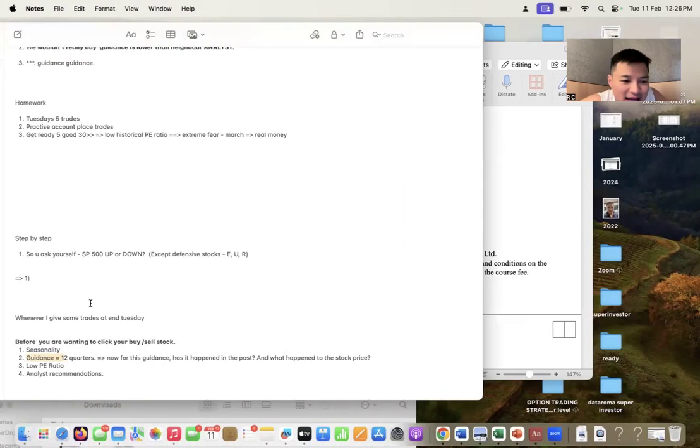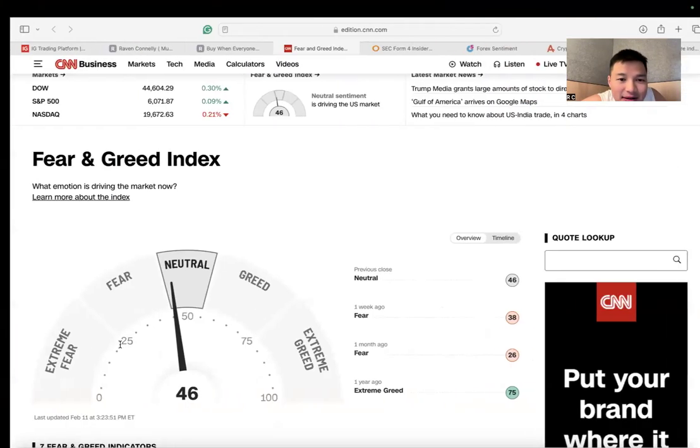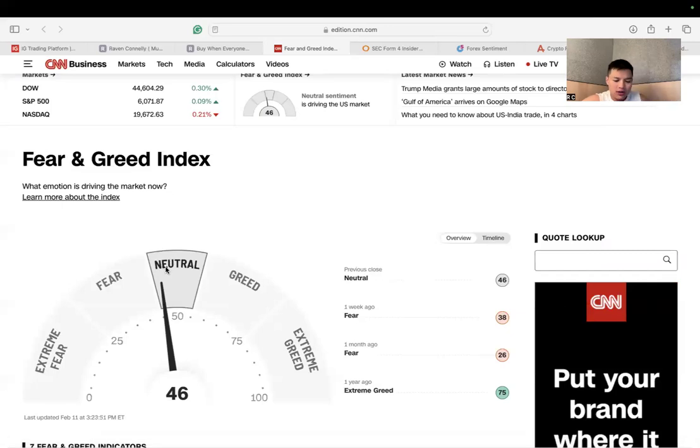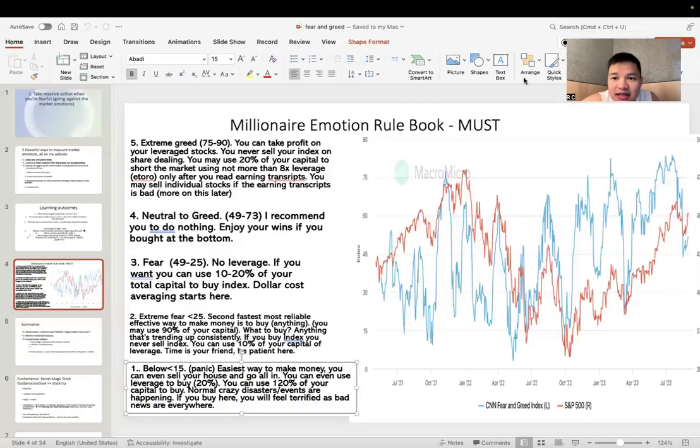Let me continue. Where am I? Yep, neutral stage. So extreme fear stage, I hope you still remember. Let me just look at this if I can still find that thing. Give me a second. Yeah, this is it. You want to screenshot this, you want to pin this somewhere.